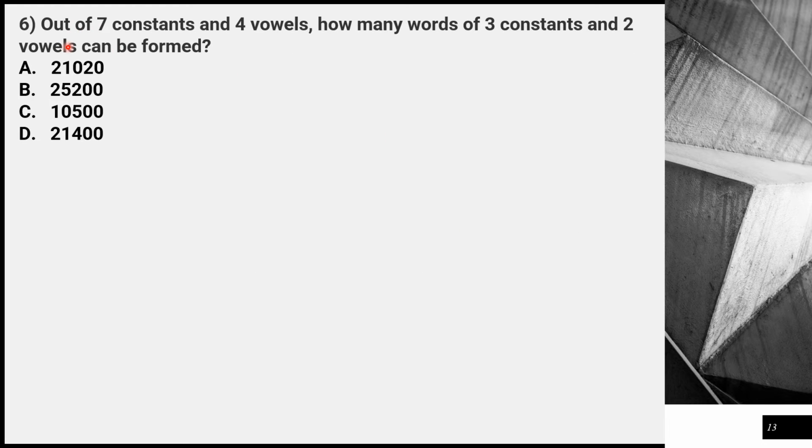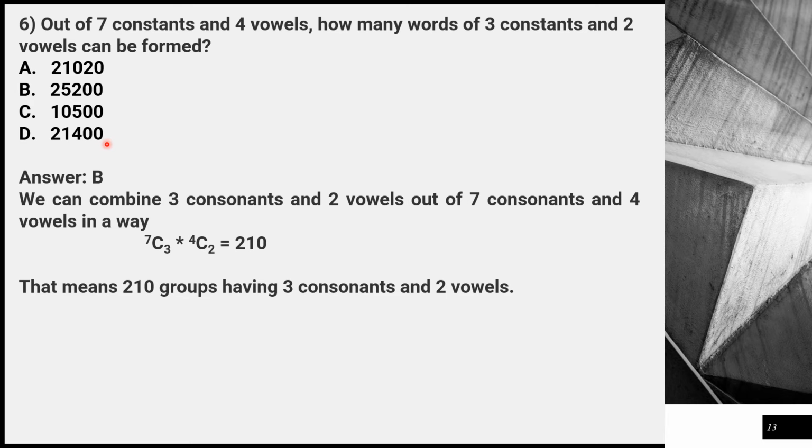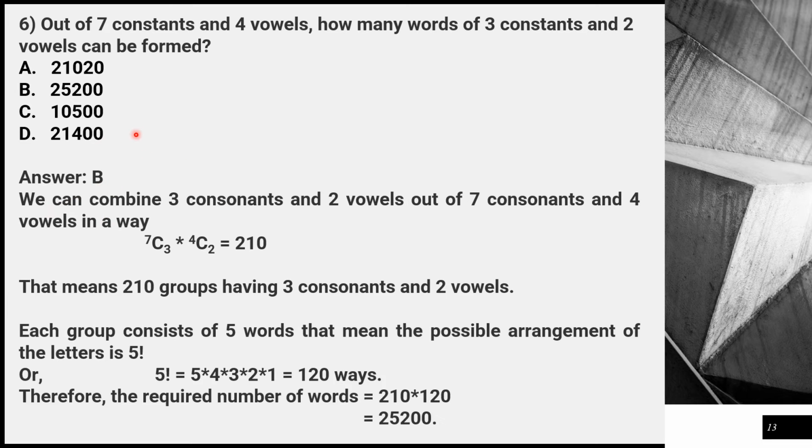So the next question is, out of 7 consonants and 4 vowels, how many words of 3 consonants and 2 vowels can be formed? So here are the options. Let us see. Here you can see the answer is B. At first let us consider this is the group of 7 consonants and 4 vowels. Here they are asking how many words, right? Words means a combination of consonants and vowels. They are asking that 3 consonants should be there and 2 vowels should be there. So if a word is formed by these two, it is a combination of consonants and vowels.